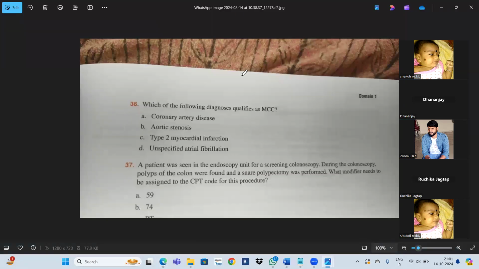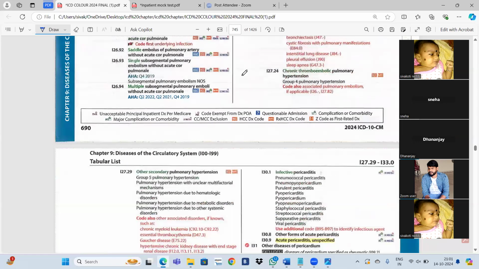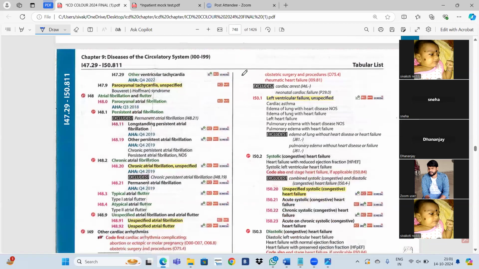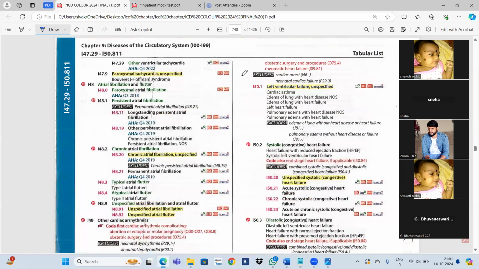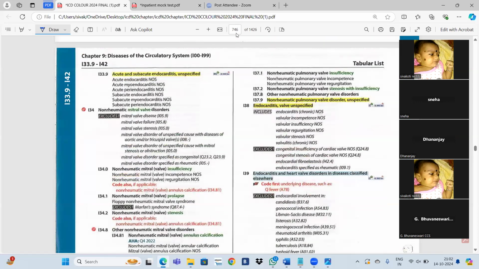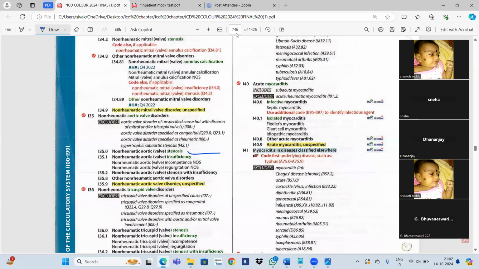Next is atrial fibrillation. The code is I48.91, unspecified atrial fibrillation. No CC, no MCC. Then aortic stenosis, what is the code? I35.0, aortic valve stenosis. It is also no CC, no MCC.